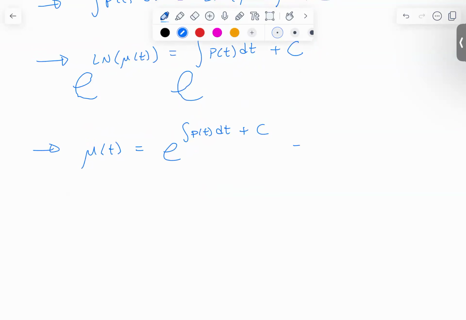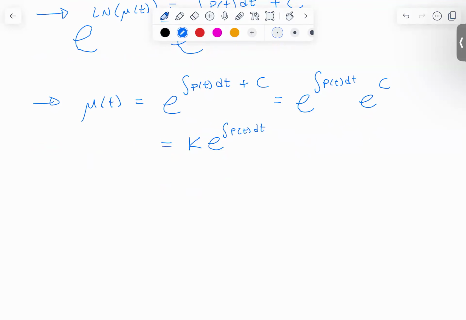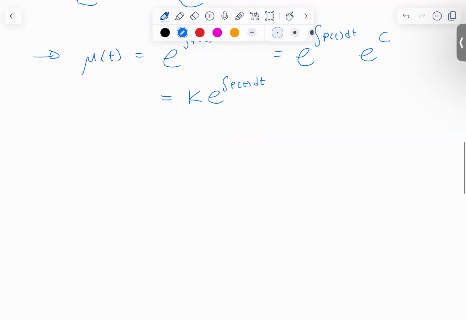And then let's simplify this just a little bit. Just remembering our rules of exponents, this actually becomes e to the integral of p of t dt times e to the c, which then just becomes, e to the c is yet another constant. Let's call that a k. And so I actually identified an integrating factor that is useful to us.